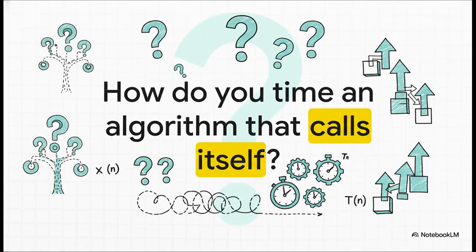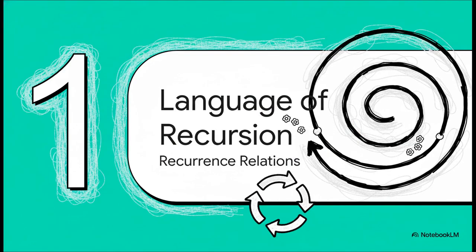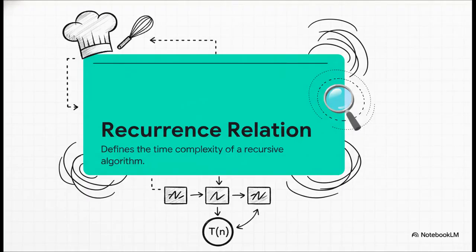And that right there is the big mystery of recursion, isn't it? A function's total work is all tied up in these smaller and smaller versions of itself. You can't just count the steps in a straight line. So how do you piece it all together? Well, to even begin to tackle that mystery, we need to speak its language. We need a way to write it down, mathematically. And that language is called the recurrence relation.